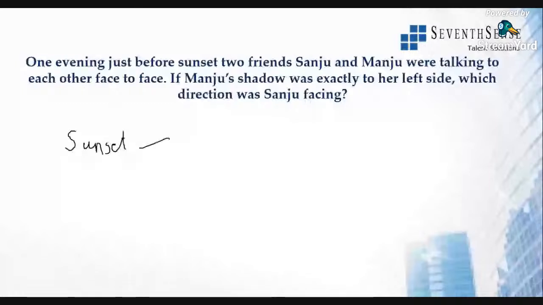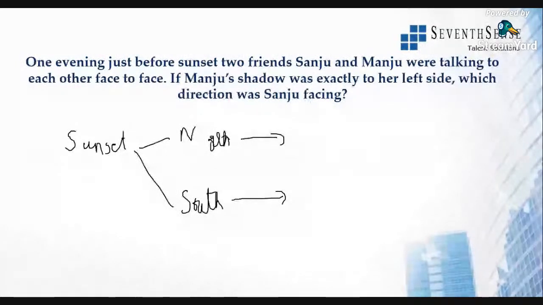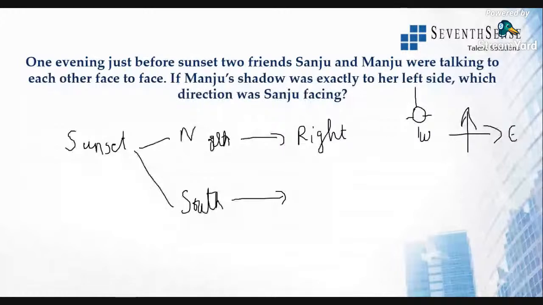If the person is facing north, if the person is facing south, where will the shadow fall? If the person is facing north, the shadow will fall to the right side. Sunset, in the sense, the direction will be west. The sun will be in the west. The shadow will fall to the east. So if the person is facing north, it will be to the east, which is right side. If the person is facing south, it will be the left side.